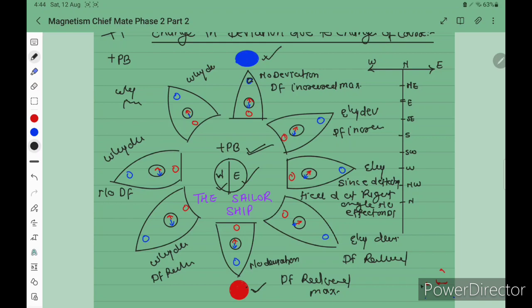So if you see in the northerly heading, northwesterly, northerly and northeasterly, it will increase and its maximum is on the northerly heading, whereas on easterly and westerly it will be nil, and on the southerly it is maximum reduced, and on southeasterly and southwesterly it is decreased. So how will this deviation curve be represented? Steady deviation starts from north 000, south 180, and from here it will be westerly deviation, okay. So it will become like this.